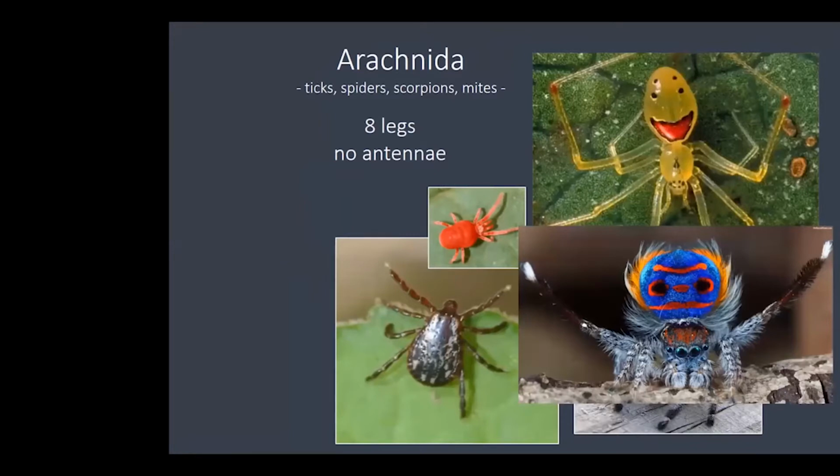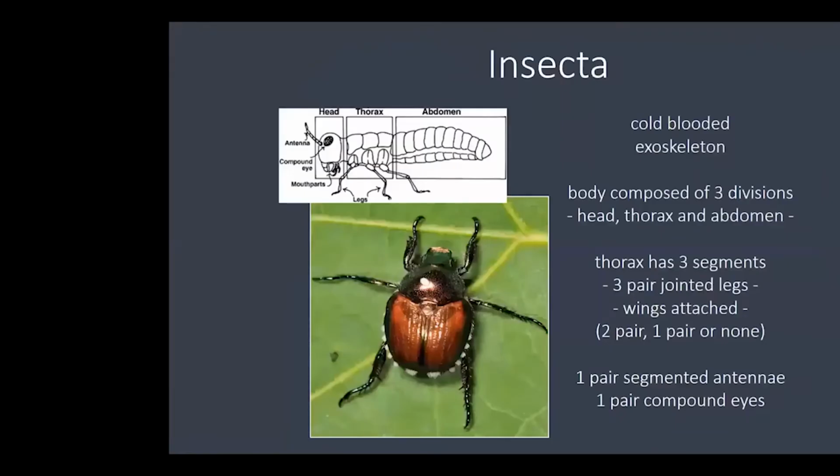They come in all different shapes and sizes. And unfortunately, this does include the tick family too. Those are examples of Arachnida. But what we want to focus on today is Insecta. So all our talk today is on insects.